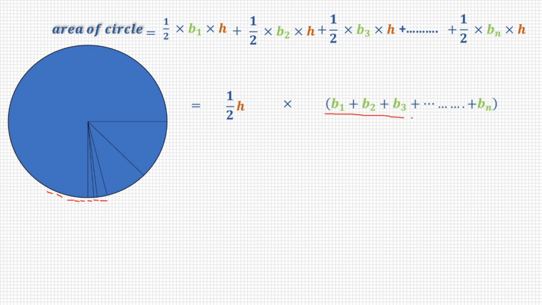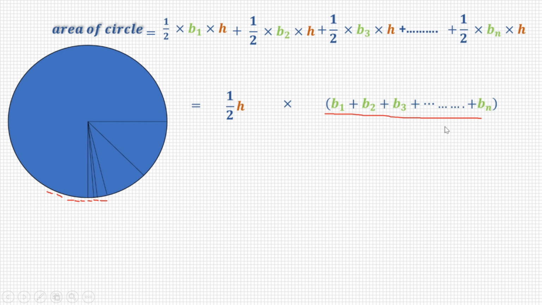So this is actually going to be equal to this full all, as we are going to make b1 plus b2 plus bn. This is going to give us this full boundary. That means 2 pi r. So we decided h is the radius of the circle and this is the circumference of the circle.